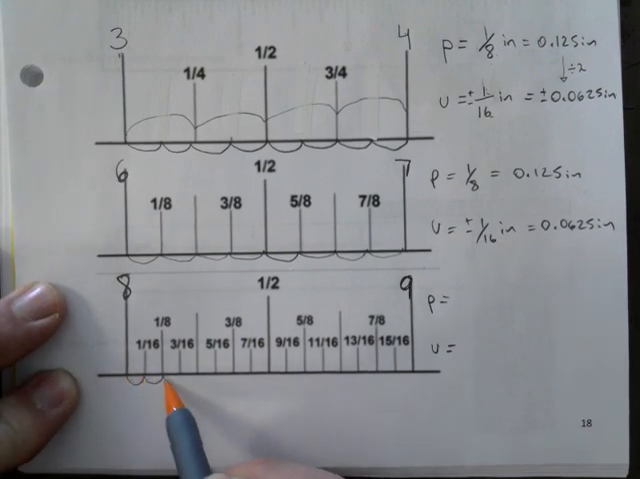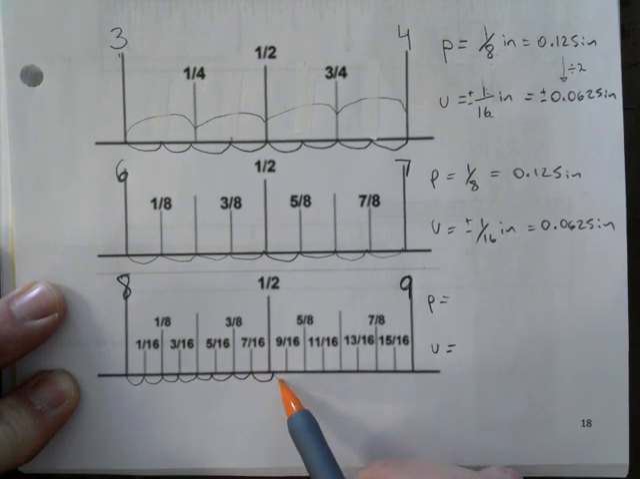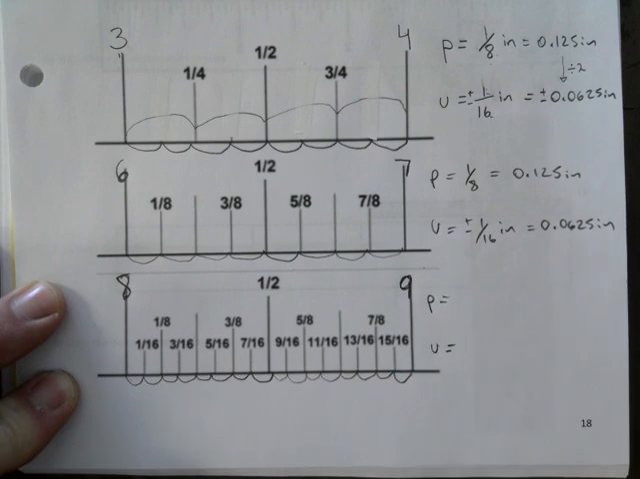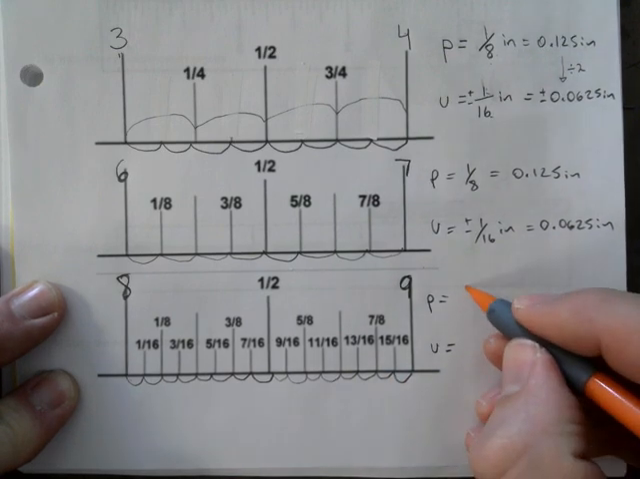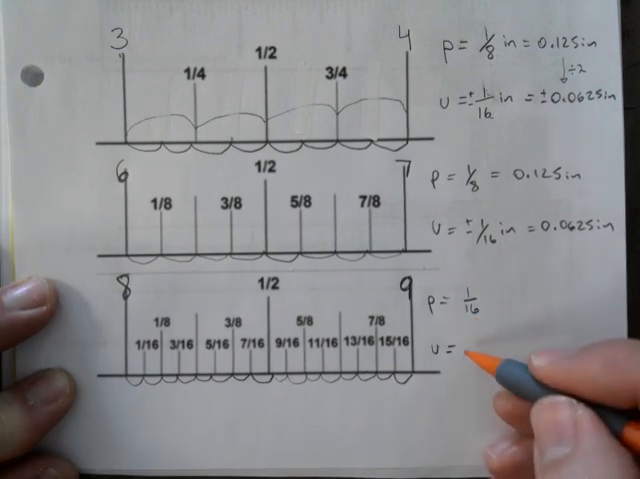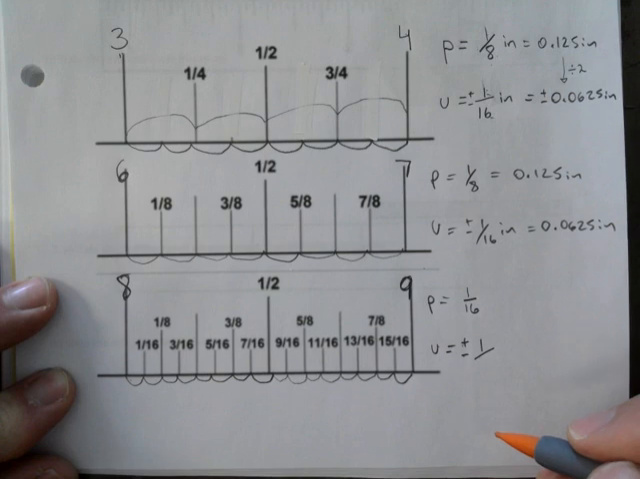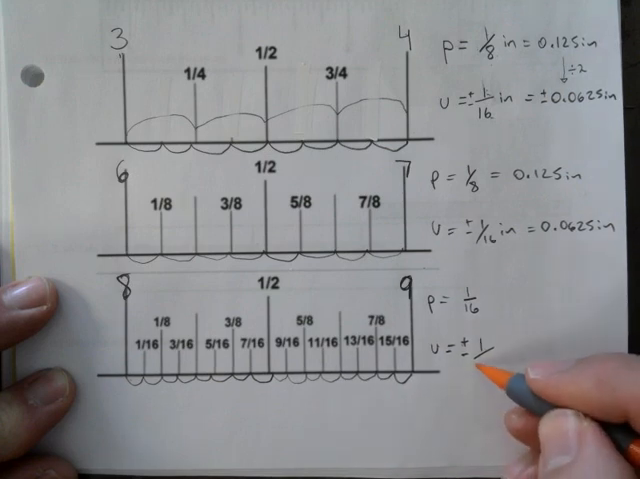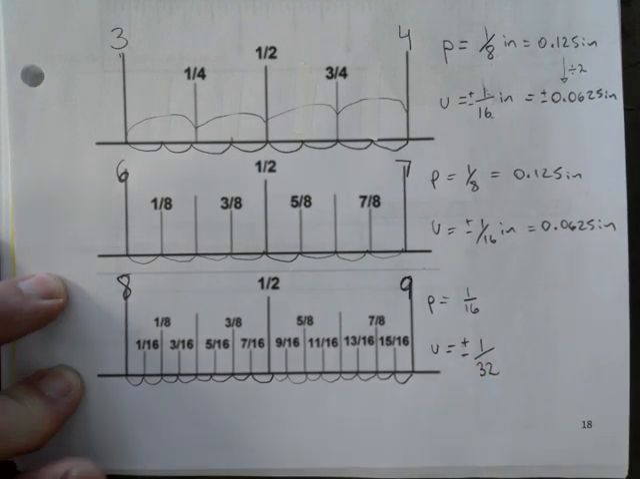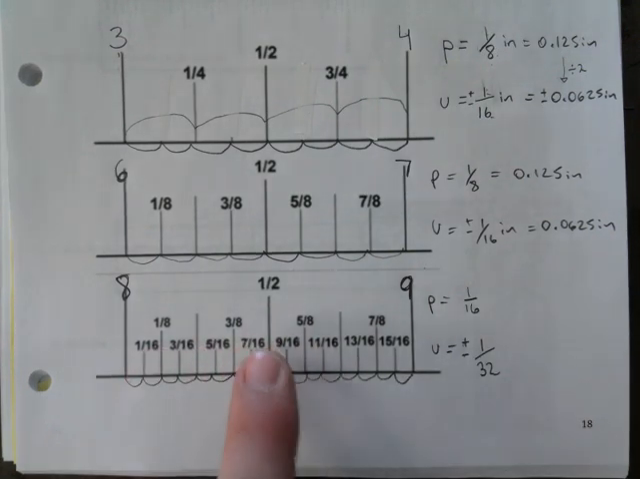Just go 1, 2, 3, 4, 5, 6, 7, 8, 9, 10, 11, 12, 13, 14, 15, 16. It is a 16th of an inch. That's the precision. Therefore, my uncertainty will be 2 times 16, 32, right? 1/32 of an inch. It's pretty precise, this thing. This one is quite precise, right?